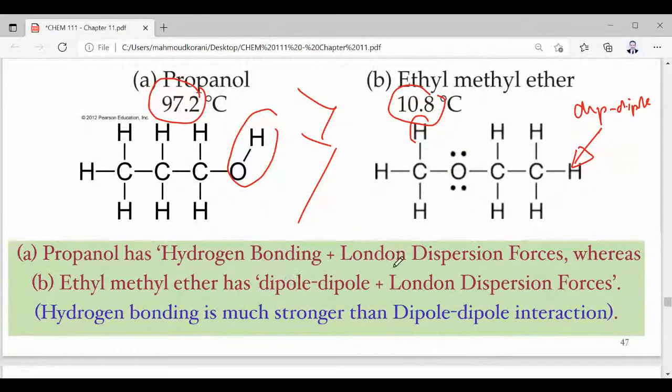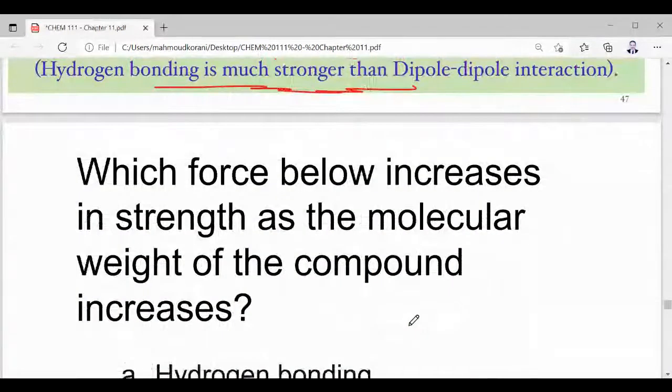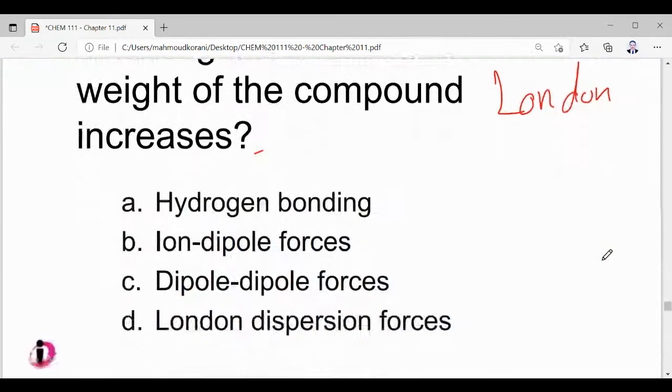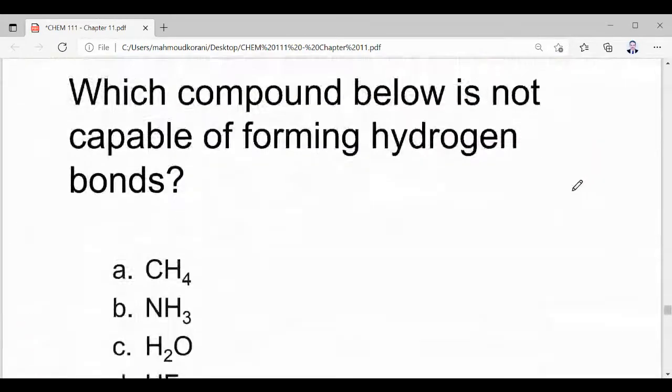Okay, propanol has hydrogen bonding plus London force, whereas ethyl methyl ether has dipole-dipole plus London force. So hydrogen bonding is much stronger than the dipole-dipole interaction. Okay, which force below increases in strength as the molecular weight of the compound increases? The only one which depends on the molecular weight is the London force. It's called the London force, or dispersion force, or London dispersion force. All are the same. So, okay, it's London dispersion force.